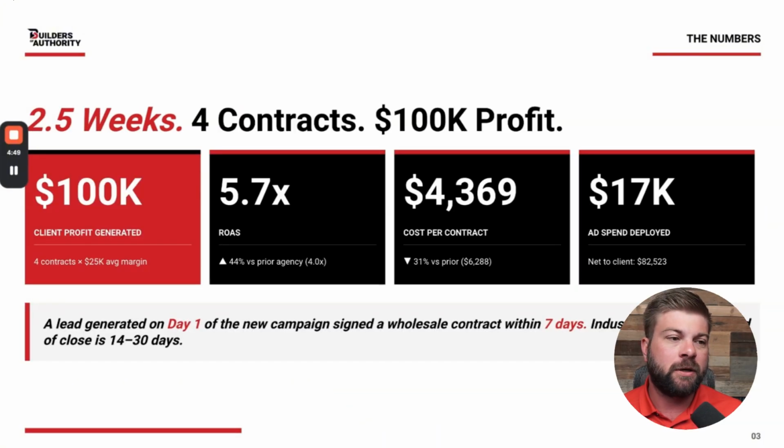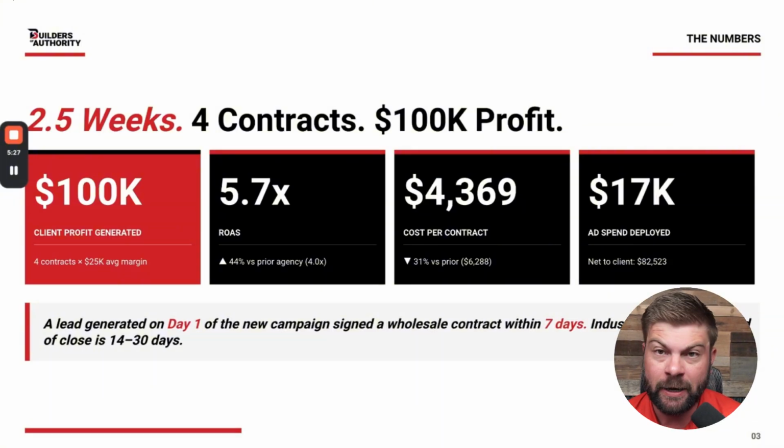So as we take a look here at the next slide, we'll talk about some headline numbers and dive into all of this. So far, we've spent $17,477 that have equated to 4 wholesale contracts. So again, on average, this is going to put them around $100,000 in client profit. Net to the client after that spend is going to be $82,523. So our ROAS, again, just 2.5 weeks in, is 5.7x, which is a 44% increase from the prior agency being at that 4.0x.